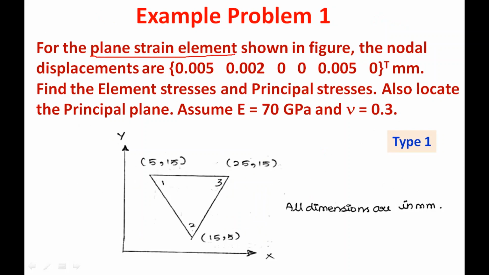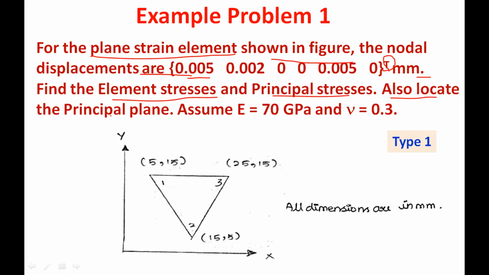For the plane strain element, it is straight away mentioned in the example. For the plane strain element shown in figure, the nodal displacements are 0.005, 0.002, 0, 0, 0.005, 0 mm. So the transpose is given as a column matrix. Find the element stresses and the principal stresses.